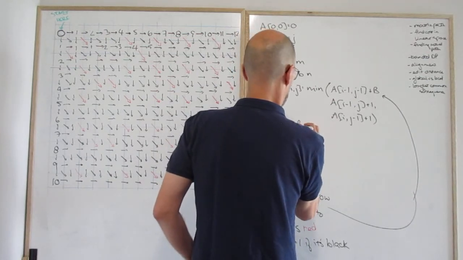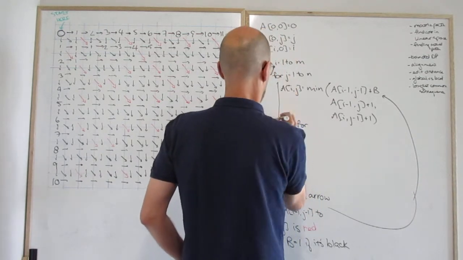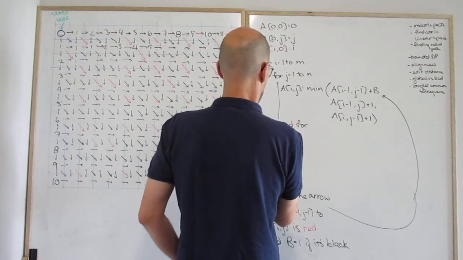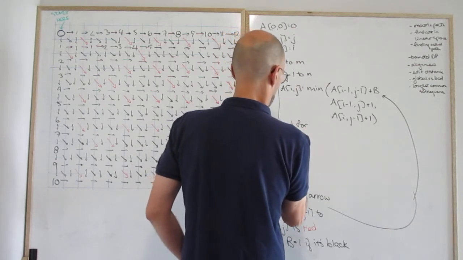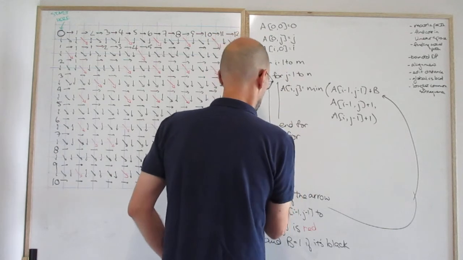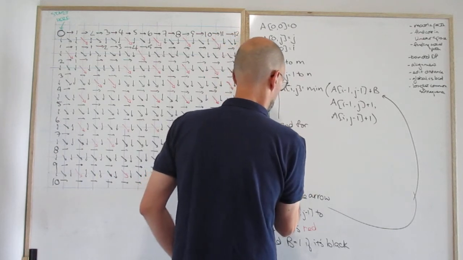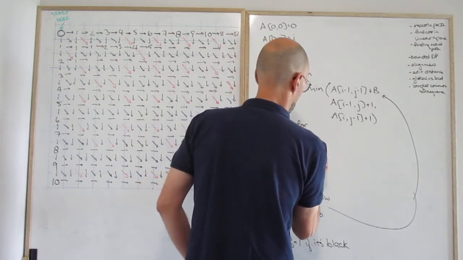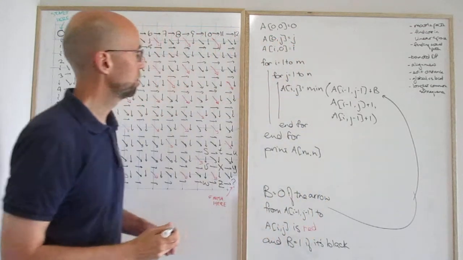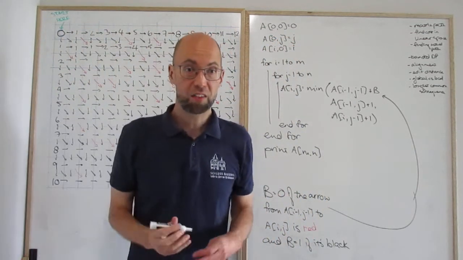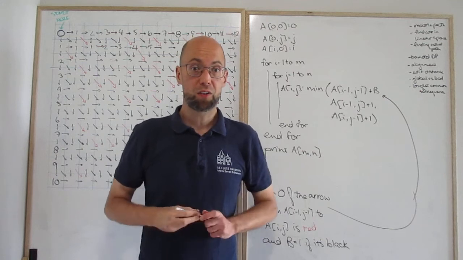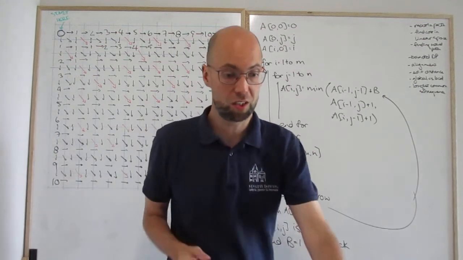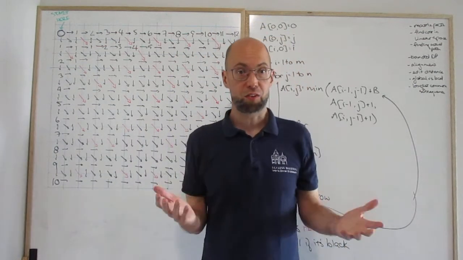And then print A m n. Okay, and that's it, right? That is how you work out the optimal strategy in the matrix path game.